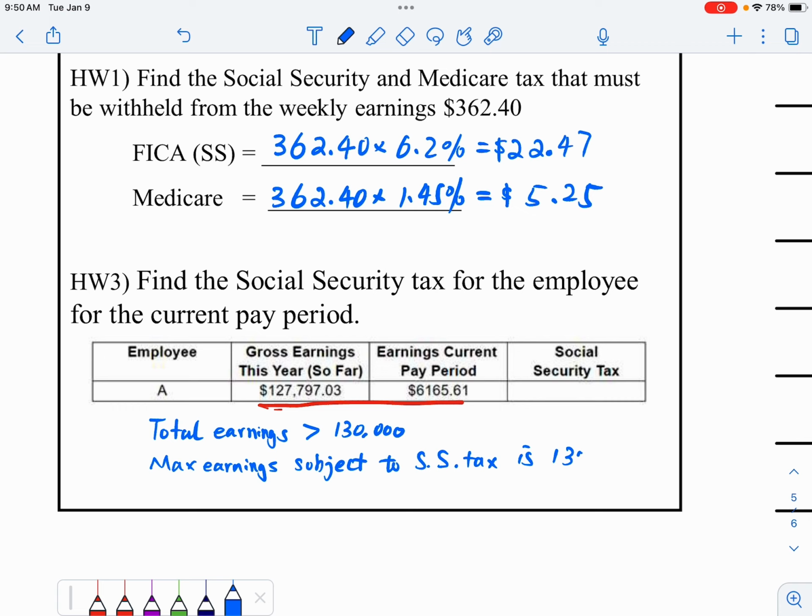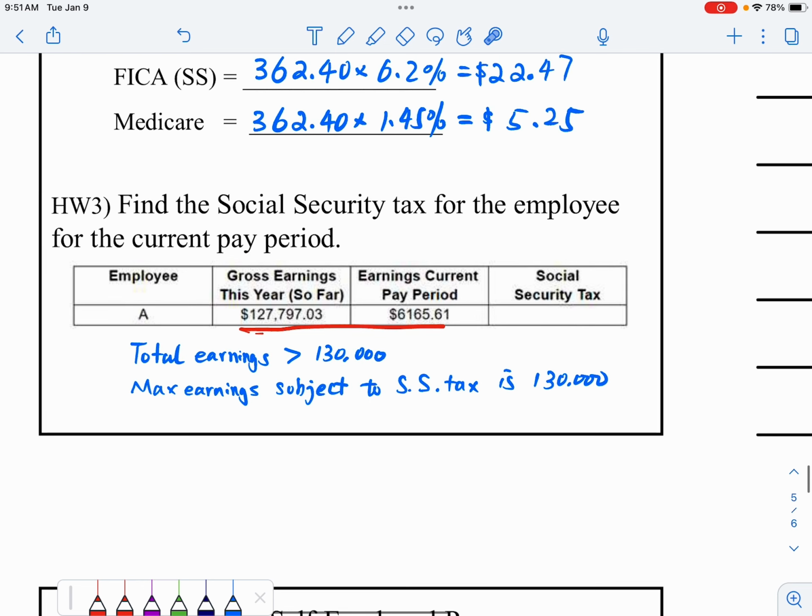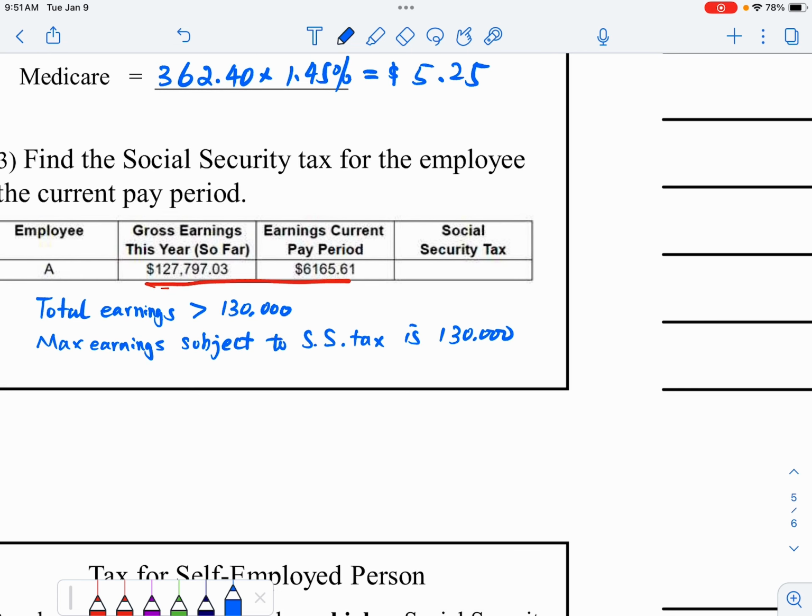The Social Security tax limit is 130,000, right? So we cannot just use these to multiply by 6.2% to find the Social Security, because when you add these two together, that's more than 130,000. Only the first 130,000 is subject to the Social Security tax. So we have to figure out what amount should be subject to Social Security tax. So how do we keep track of that?